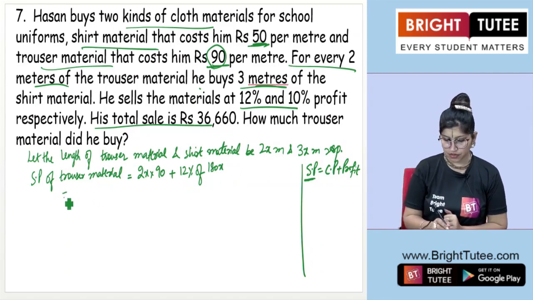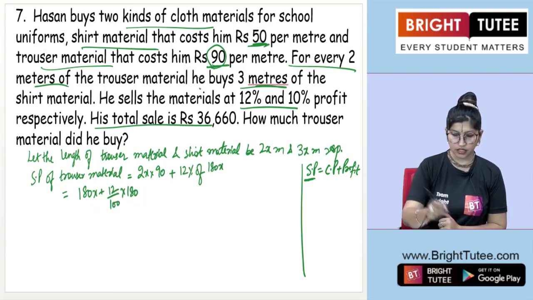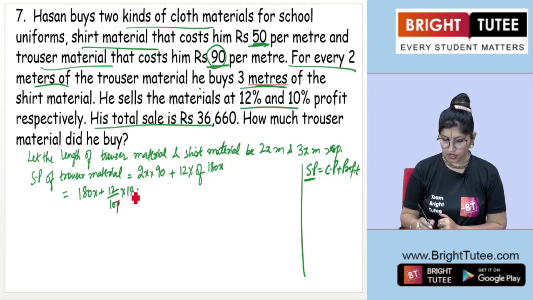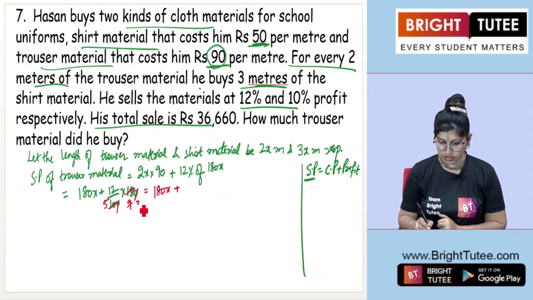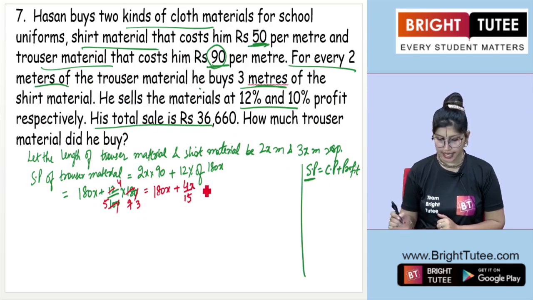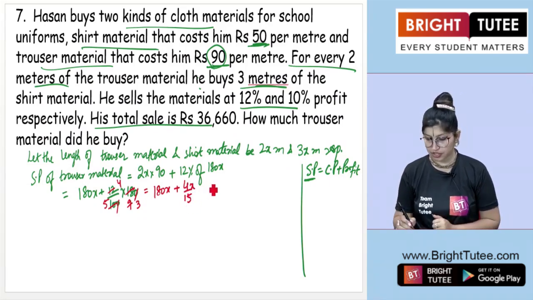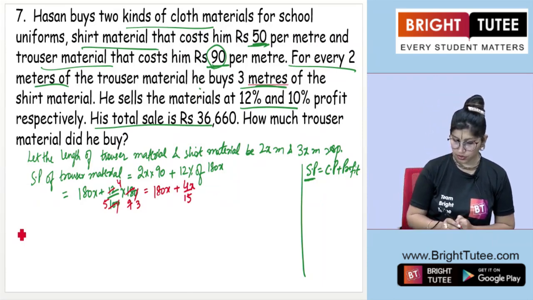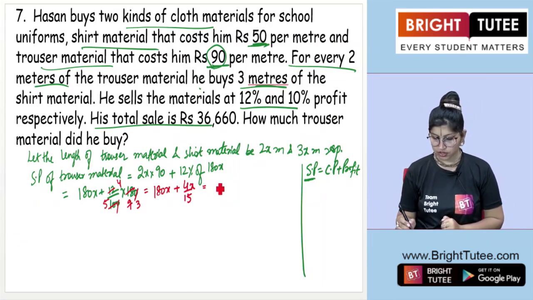So what do we get? 2x times 90, that means 180x plus 12 upon 100 times 180. We can cancel it out if we could. So 2 9s are 18, 2 5s are 10. So we will be getting 180x plus, we can cancel it out more. So 2 3s are 6, 3 3s are 9, 3 4s are 12. So we will be getting 4 by 15x, that is for SP of trouser material, and let me just try and solve this up.